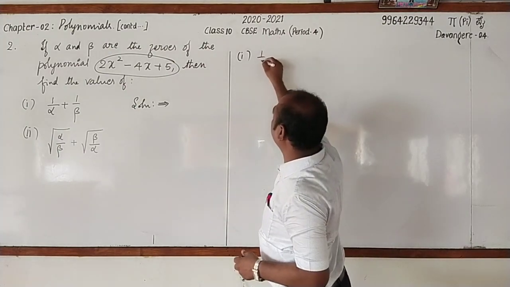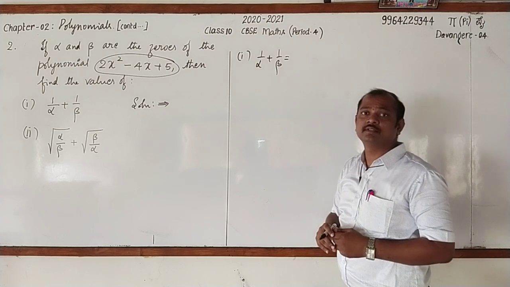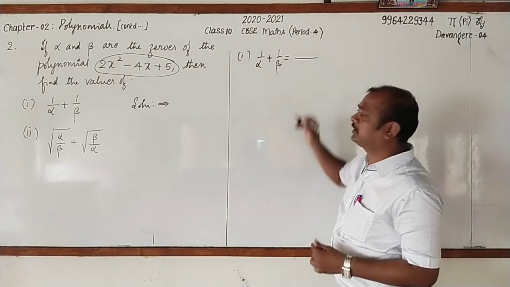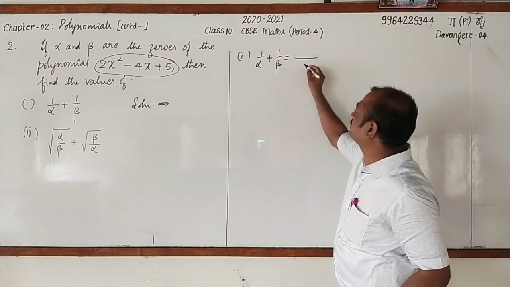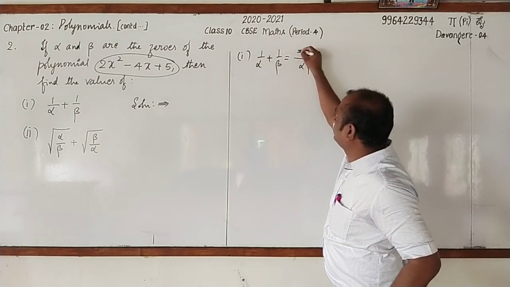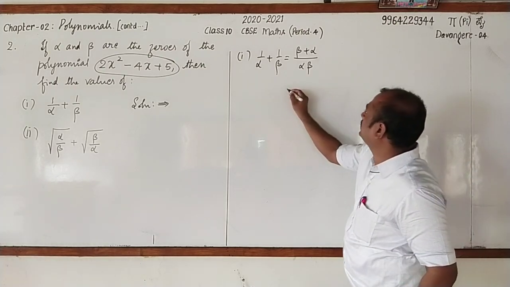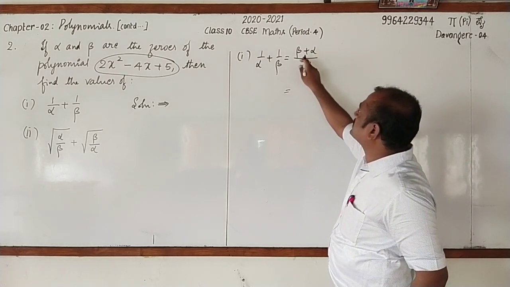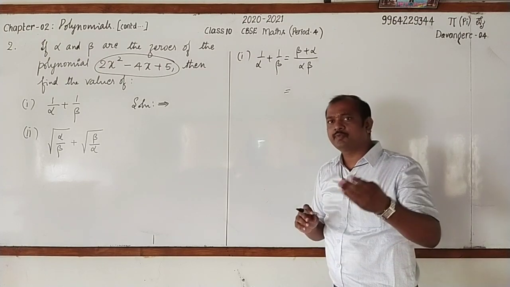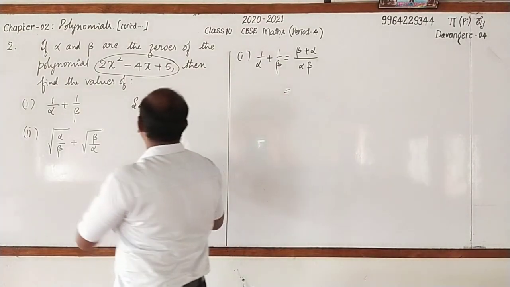First one is 1 by alpha plus 1 by beta. How do you go about writing this? It is to be written by taking the LCM. LCM of the denominator, alpha into beta. Then beta plus alpha is nothing but alpha plus beta. Right? Then alpha plus beta. What is alpha plus beta? Will you write minus b by a? No need. Directly you can write it here.